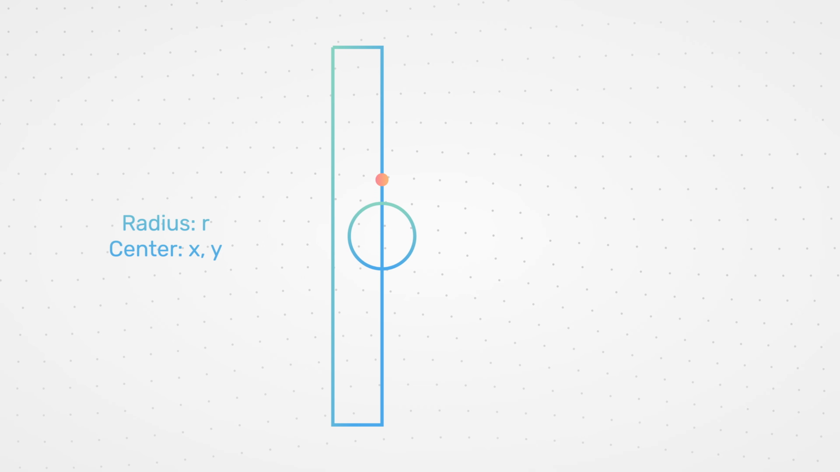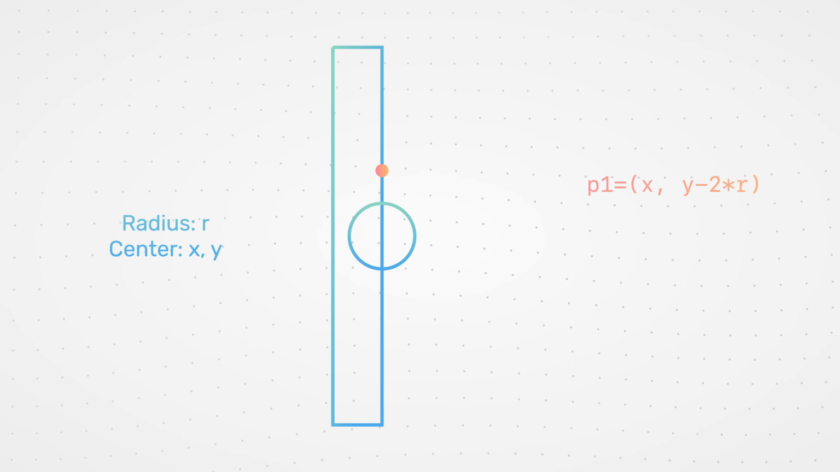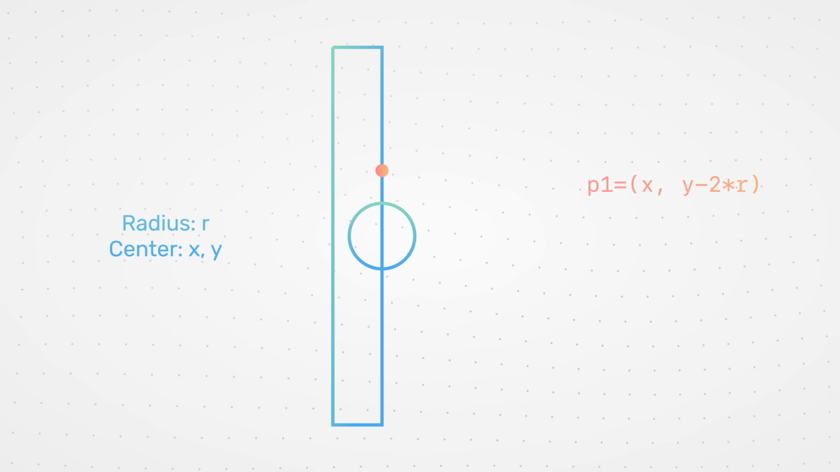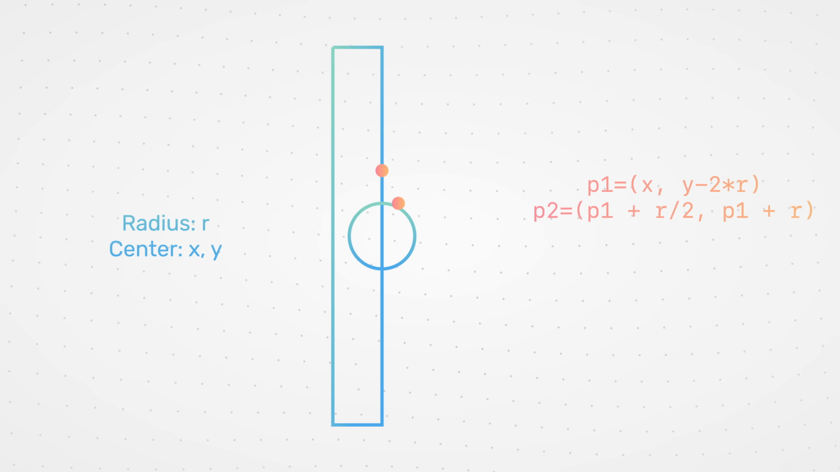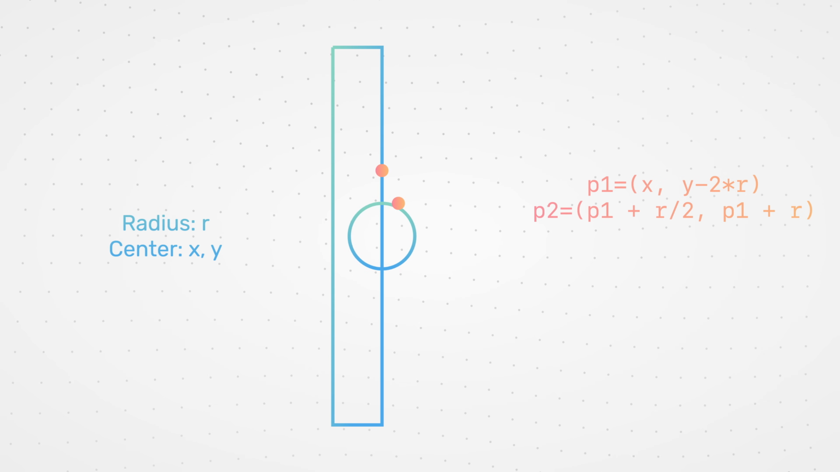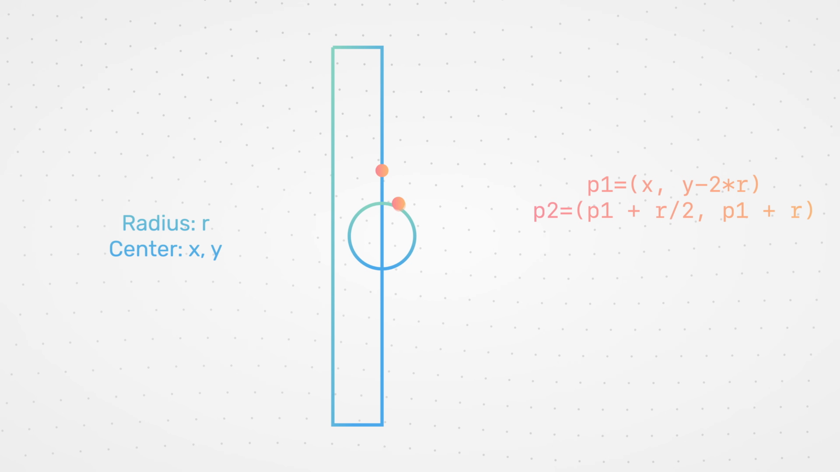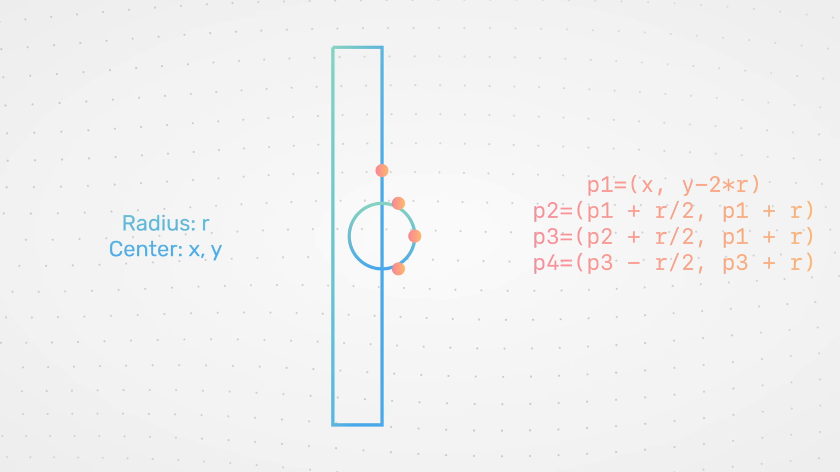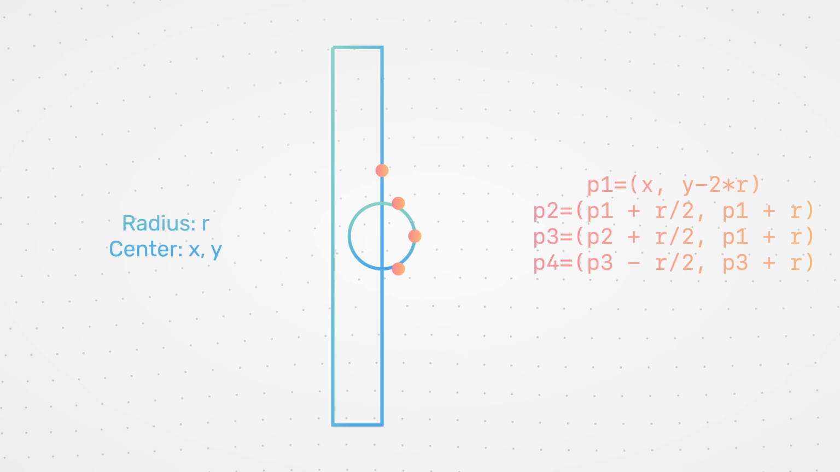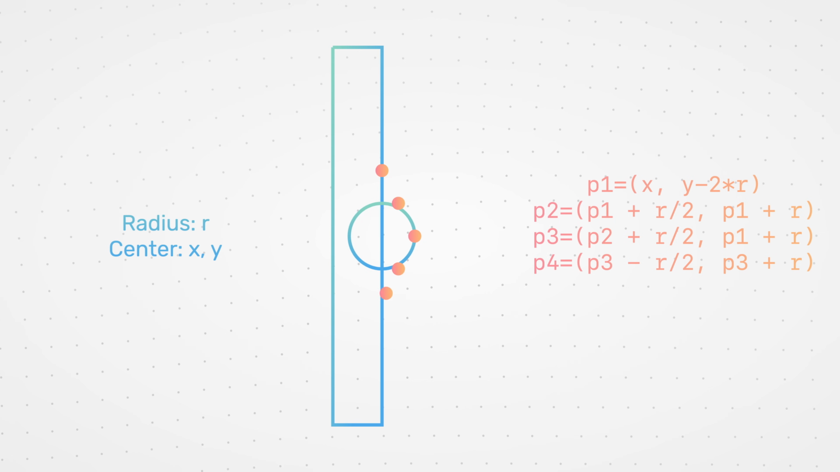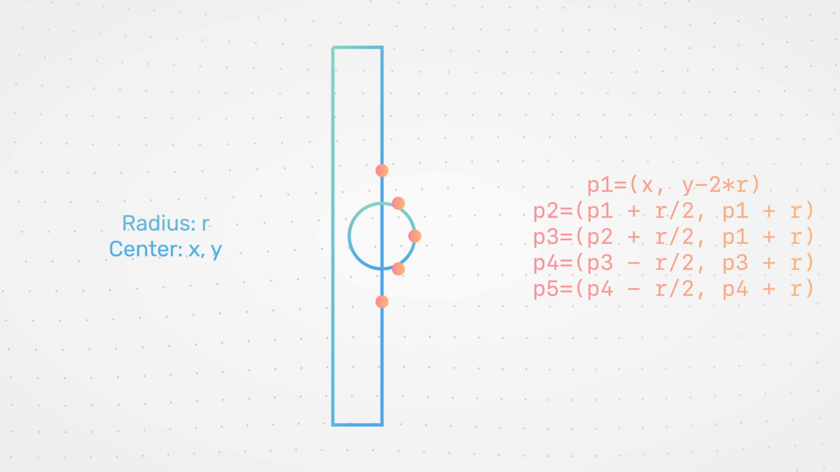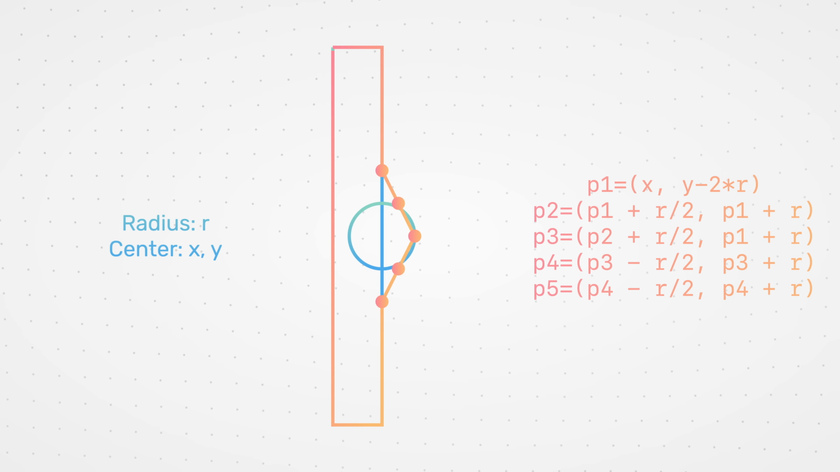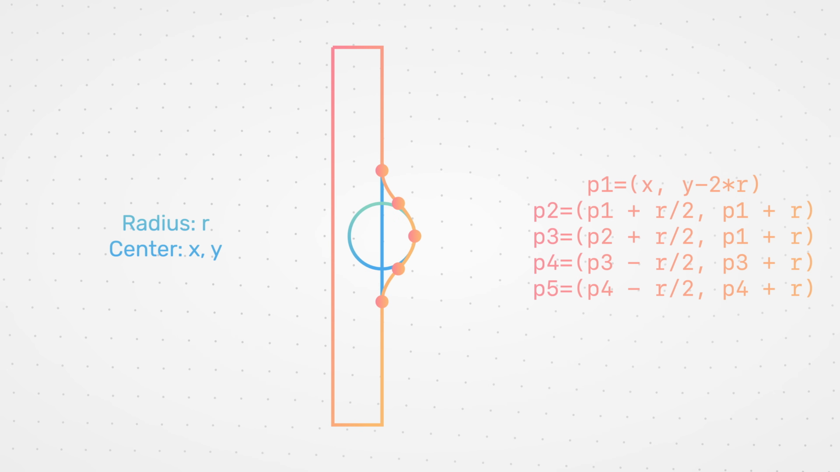We can draw 2 points at -2 times the radius on the y-axis, and from there, we draw a new point. We move to the right by the radius divided by 2 and down by radius. Same for the next point. And for the next point, we move to the left by radius divided by 2. And same for the last point. Now let's draw a line across those points. Doesn't look very sexy, but we can smooth out the points.